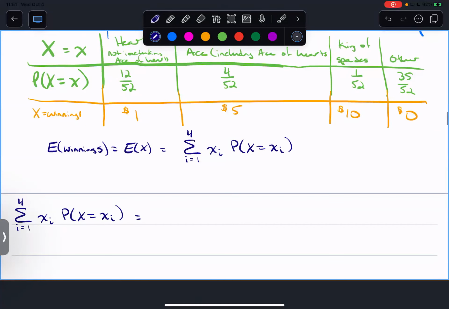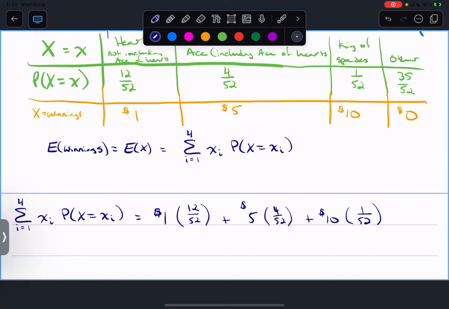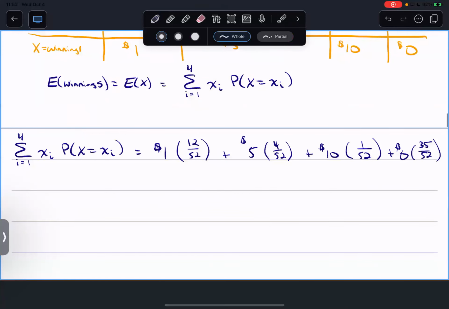This is going to look like $1 times the probability of getting $1, 12 over 52, plus $5 times the probability of getting $5, 4 over 52, plus $10 times the probability of getting $10, 1 over 52, plus $0 times the probability of getting $0, 35 over 52. Bless you. This looks like a 6. I'm going to clean that up.